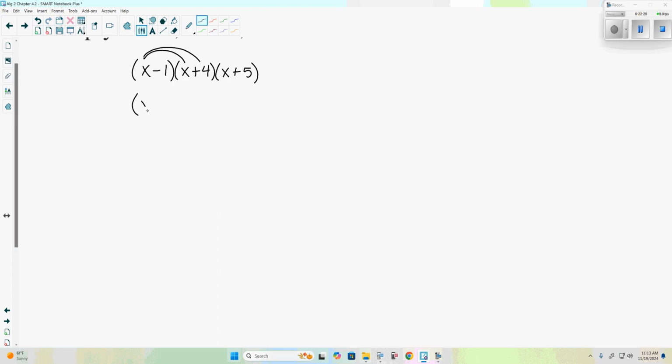Well, here our x times x is going to be x squared. X times 4 is going to be plus 4x. Negative 1 times x is going to be negative x. And lastly, negative 1 times 4 is negative 4. And that there is going to end up being multiplied by x plus 5.